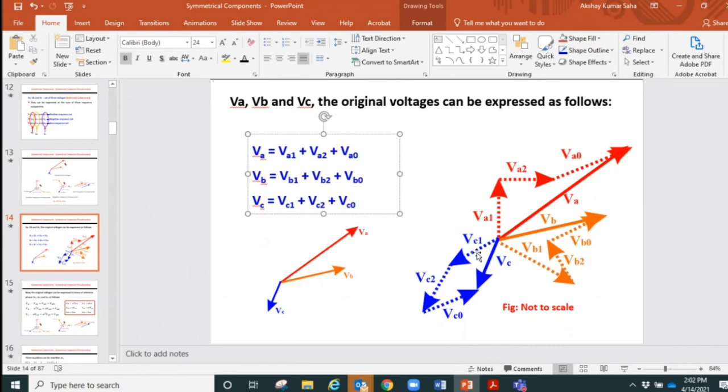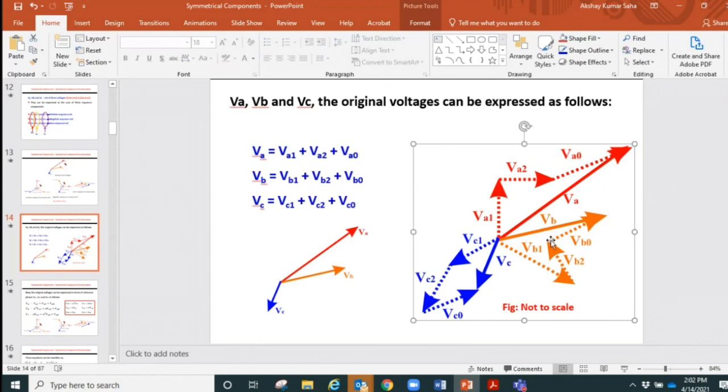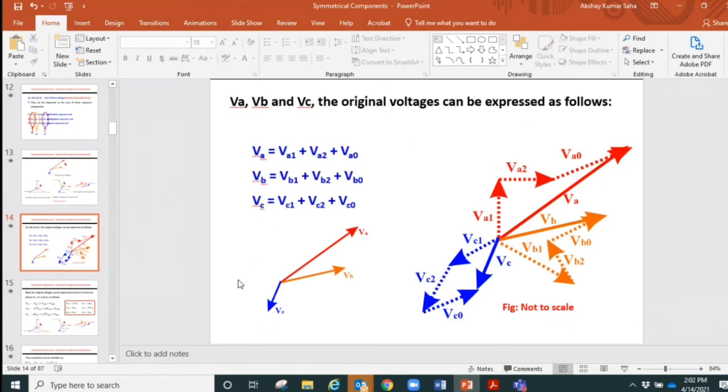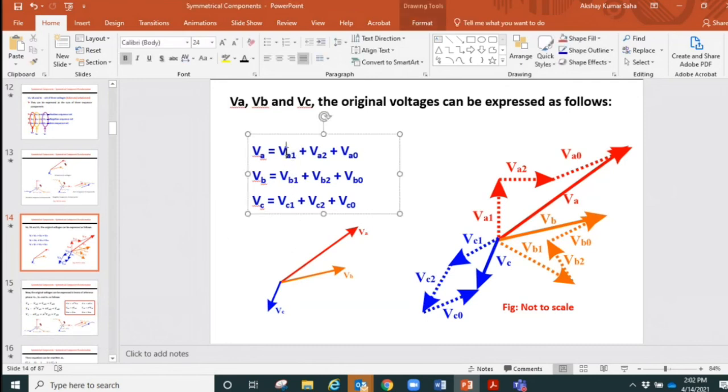So this is shown in terms of graphical phasor representation. This is the analytical equation. We get the same thing if we draw the diagram to scale. We will get the same answer after calculation. So those are the expressions for how we can get the phase voltages in terms of the sequence component voltages.